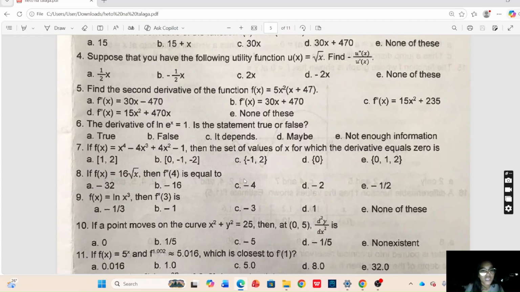So we have our question number 4. The question states, suppose that you have the following utility function u of x equals square root of x. Find negative u prime over u double prime. The correct answer is letter C. This is correct because the first derivative of square root x is 1 over 2 square root x, while the second derivative is negative 1 over 4x raised to 3 halves. Dividing the first derivative by the second derivative and simplifying carefully results in 2x.